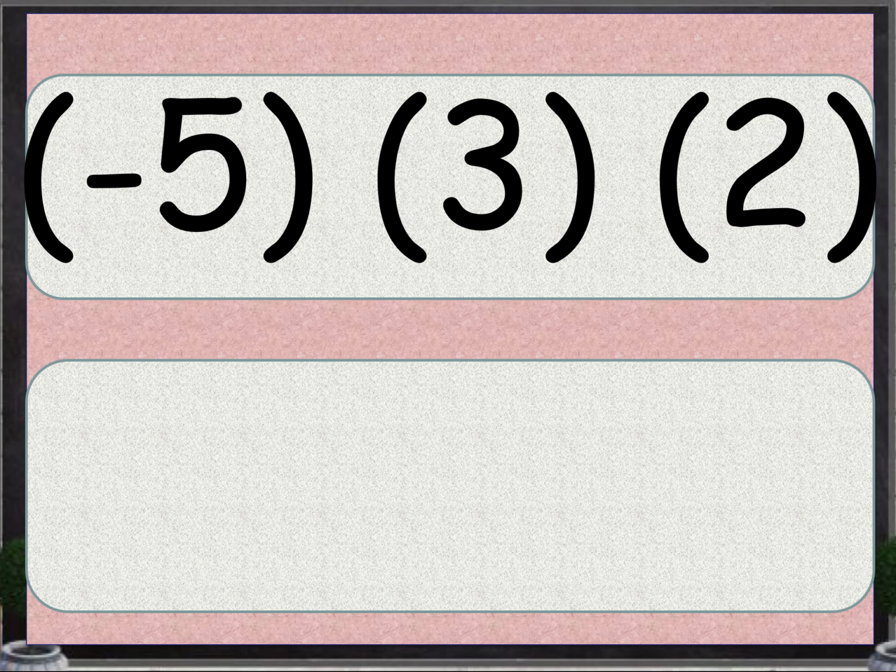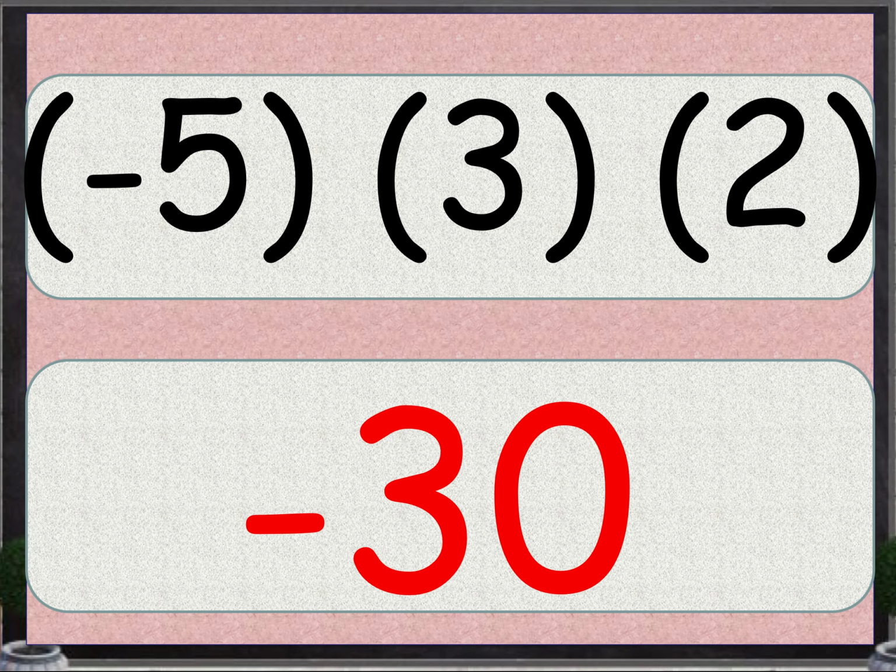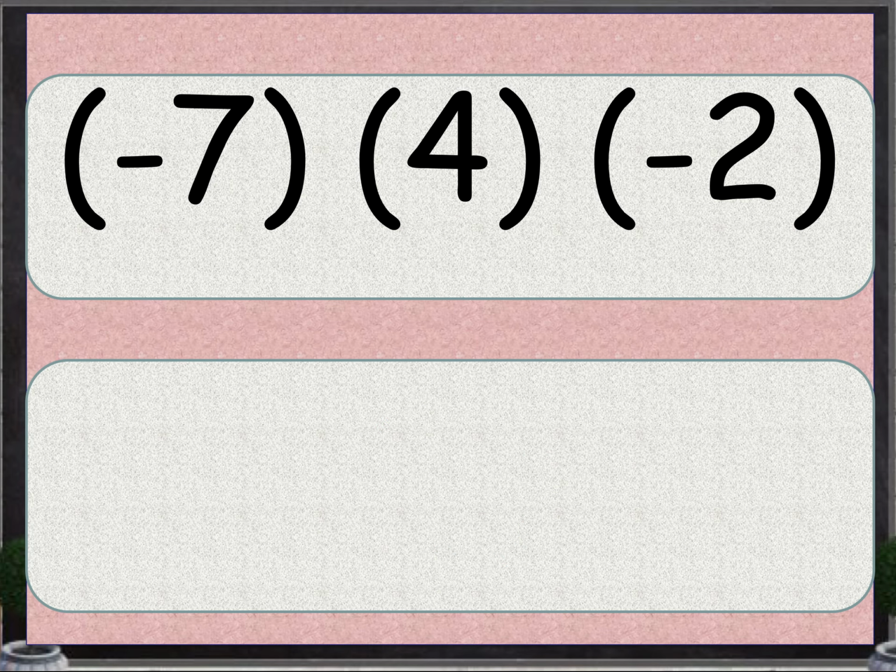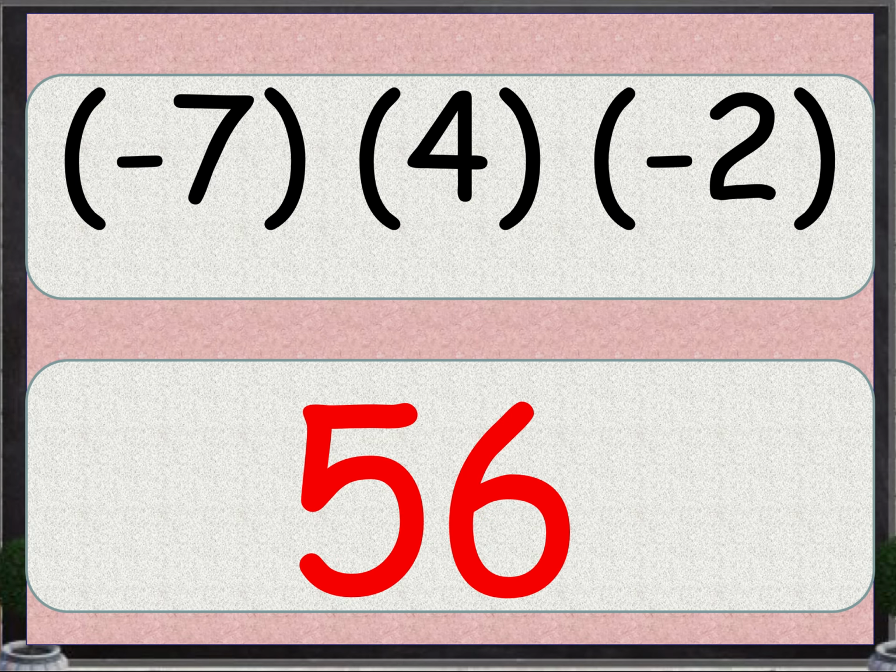Negative 5 times 3 times 2. There is only one negative sign, so it is an odd number. So the answer is negative 30. Negative 7 times 4 times negative 2. So we have two negative signs. 2 is even, so the answer is positive 56.